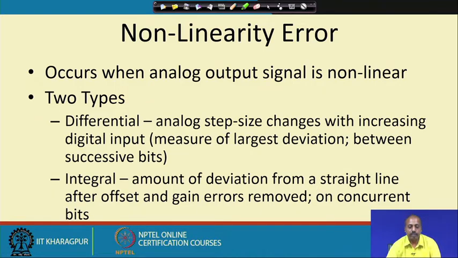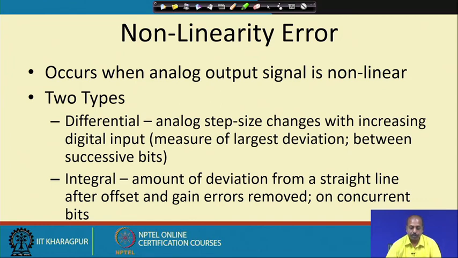Then there is a non-linearity error. It occurs when the analog output signal is non-linear. As I said, the analog output that you get may not be following a linear relationship. There are two types of non-linear behavior. One is differential, where the analog step size changes with increasing digital input, that is, between successive deviations.